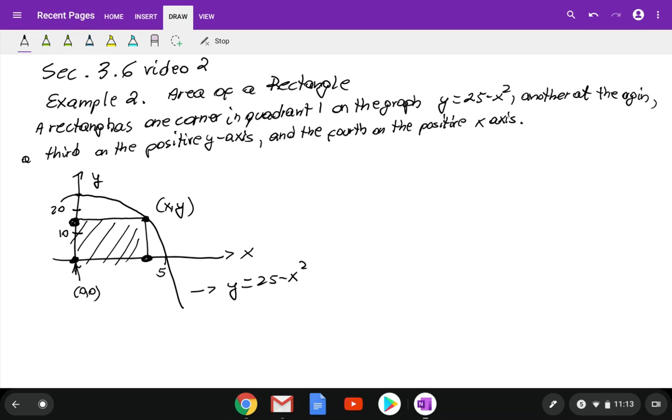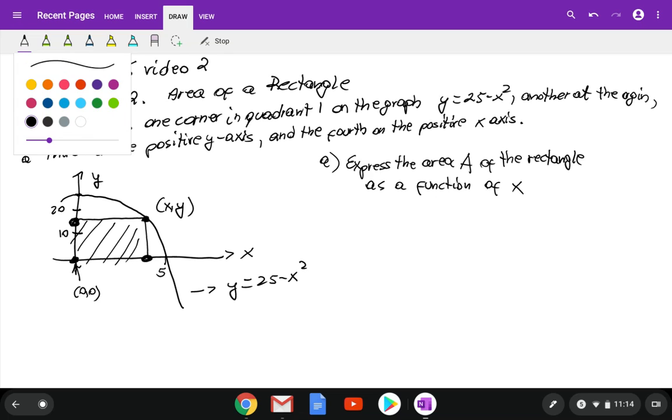And this is what we need to do. A, express the area A of the rectangle as a function of x. So again, we need to express the area of the rectangle as a function of x. Okay, so let's write the solution.